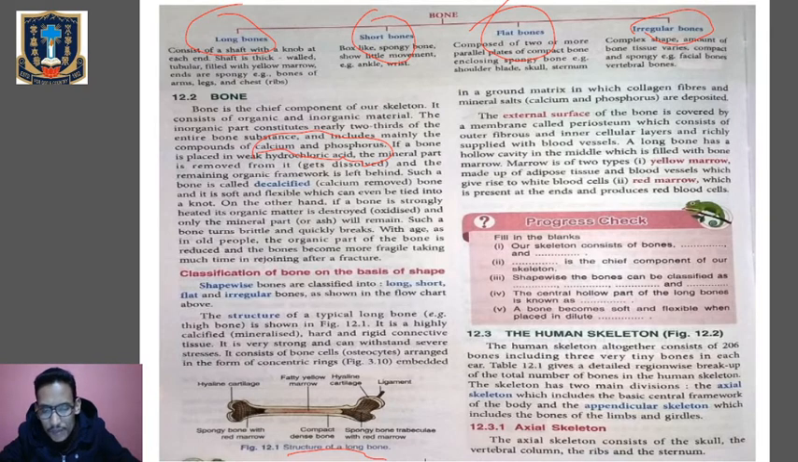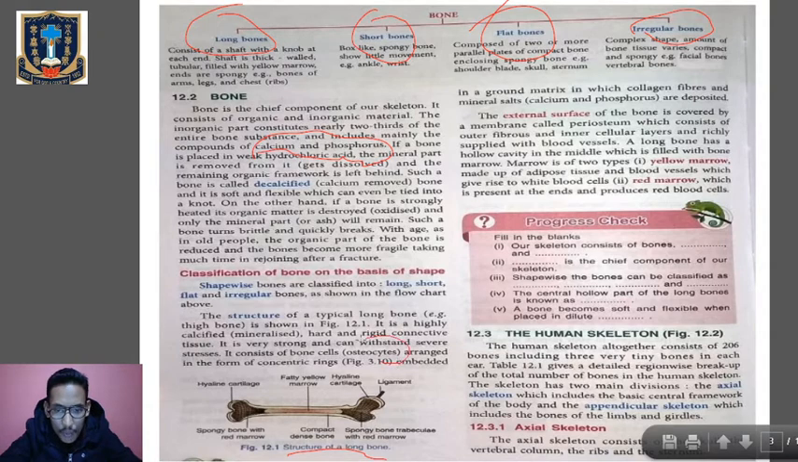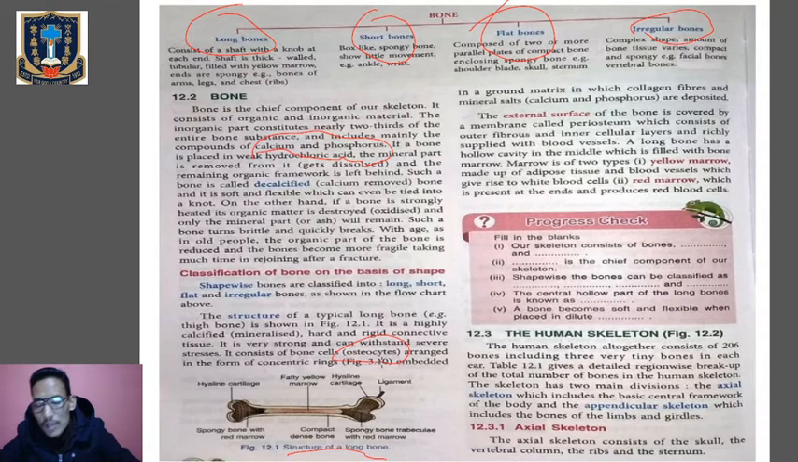And this bone is mainly composed of a cell called osteocytes. So bones are mainly made up of a cell called the osteocytes, which is mainly arranged in the form of concentric rings, where we'll find the collagen fibers and the mineral salts. That means calcium and phosphorus are embedded in it.